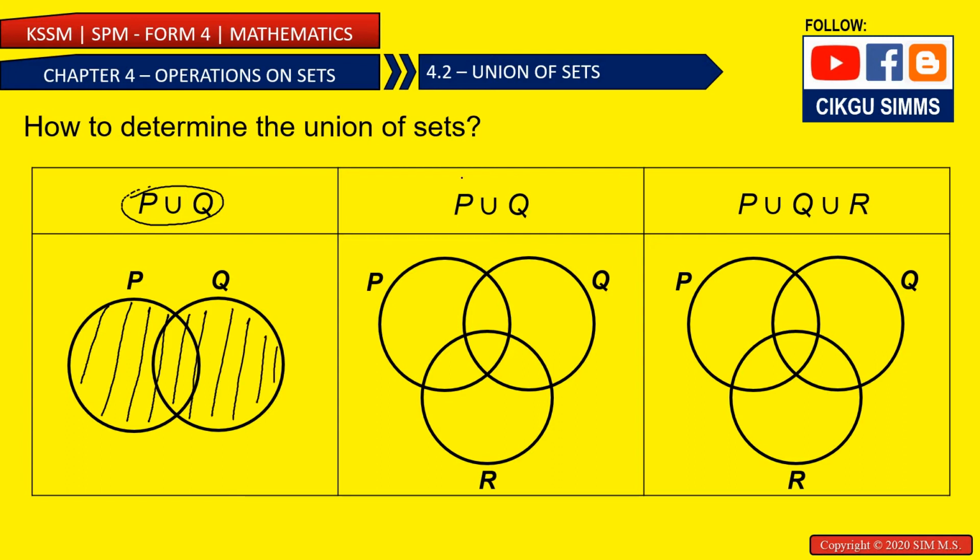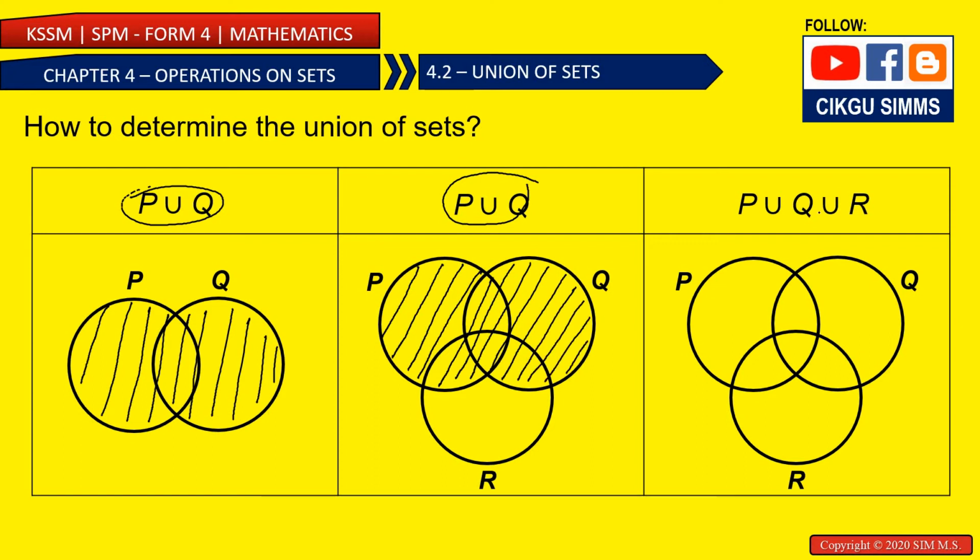What about when we have three sets here and we are shading P union Q? Everything, all elements of P and also Q. So the same thing, we shade everything inside P and Q. And then P union Q union R means everything inside, right?